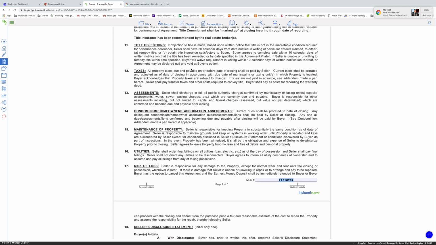Title objections. If objection to title is made based upon written notice, the title is not in the marketable condition required for performance hereunder, seller shall have 30 calendar days from date notified in writing of particular defects claimed to either remedy the title, obtain title insurance satisfactory to the buyer, or buyer agrees to complete the sale within 10 calendar days of written notification that the title has been remedied, or by date specified in this agreement if later. Okay, what does this mean?